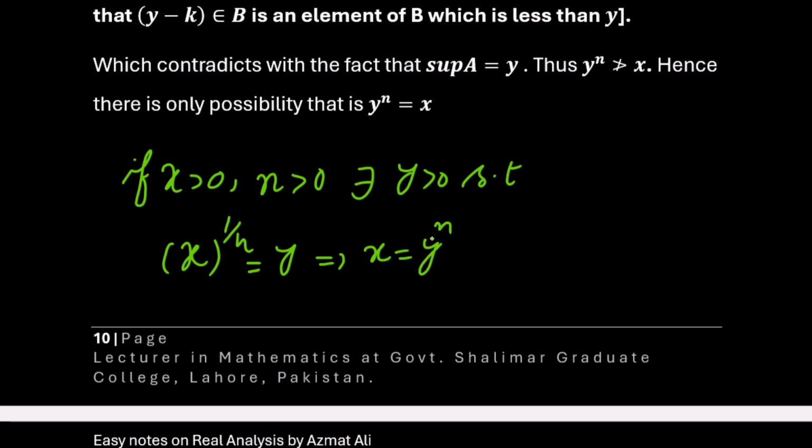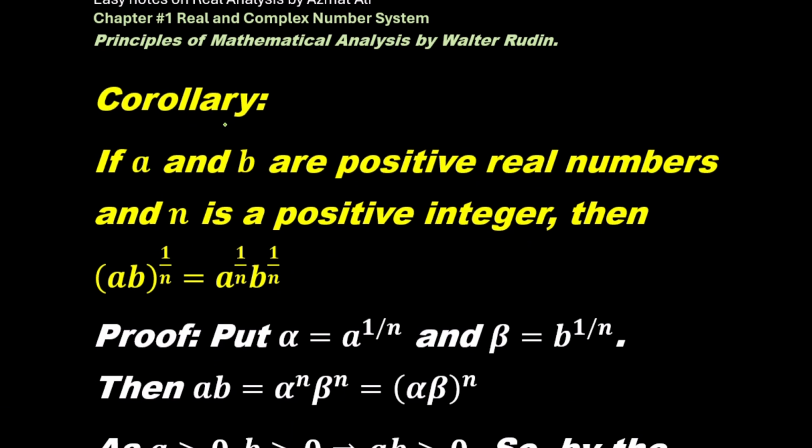In today's lecture, we will discuss the Corollary, and the second one we will discuss is the extended real number system. This is the Corollary available in your textbook of Walter Rudin. This Corollary says if a and b are two positive real numbers and n is a positive integer, then the nth root of the product AB is equal to the product of their nth roots. That is, AB whole power 1 by n is equal to A whole power 1 by n into B whole power 1 by n.